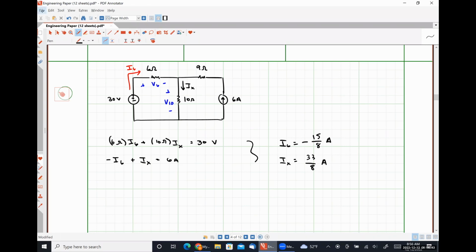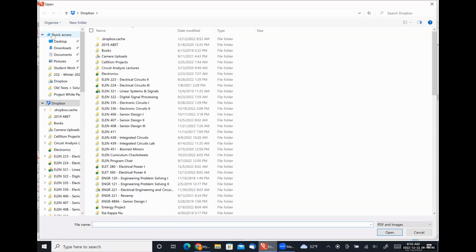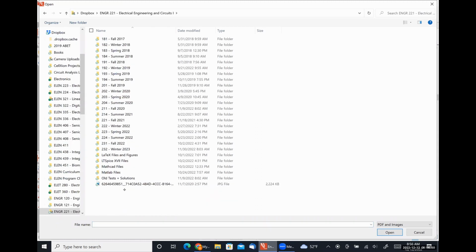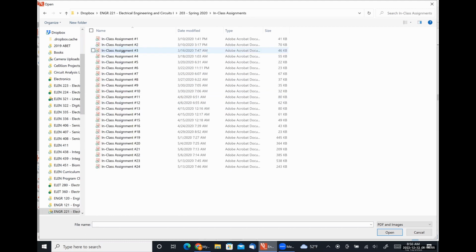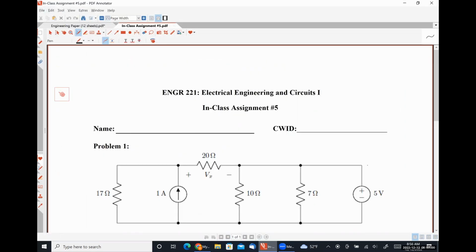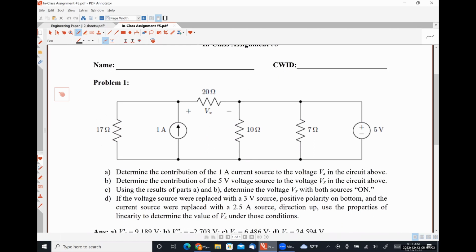All right, so I want to open up your in-class assignment here really quickly. This is in-class assignment number 5, if I'm not mistaken. All right. So this is how I word superposition problems. I'm making a point to tell you this because on your exams, I don't tell you, use nodal analysis and do this, or use superposition and do that. I just give you a circuit and ask you to solve it, okay?